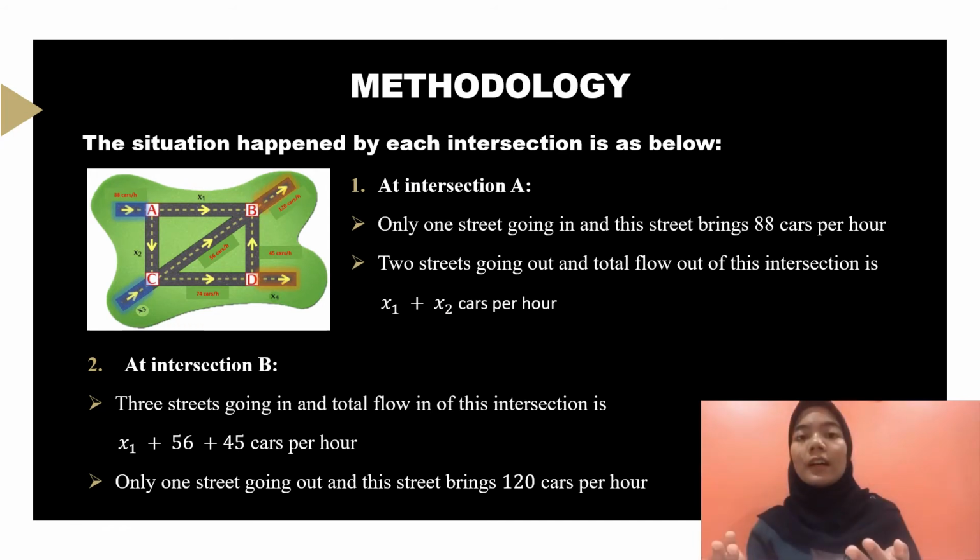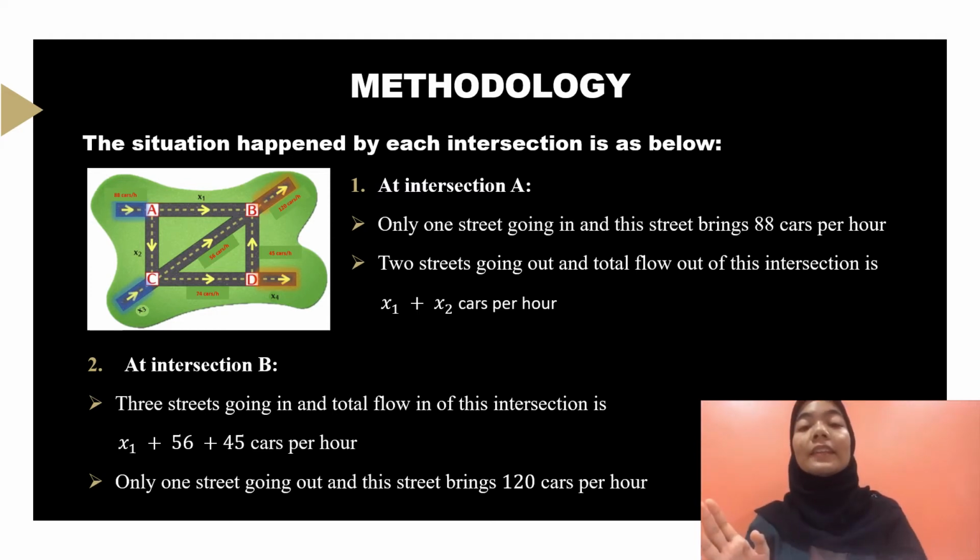So here, I will explain the situation that happens at each intersection. At intersection A, there is only one street going in, and this street brings 88 cars per hour. There are two streets going out, and the total flow out is X1 plus X2 cars per hour.